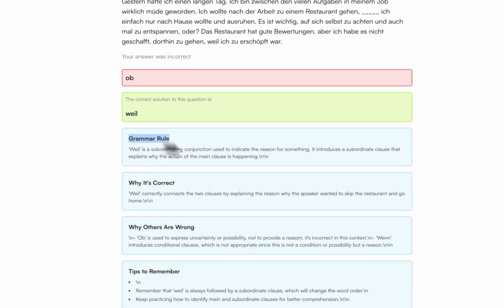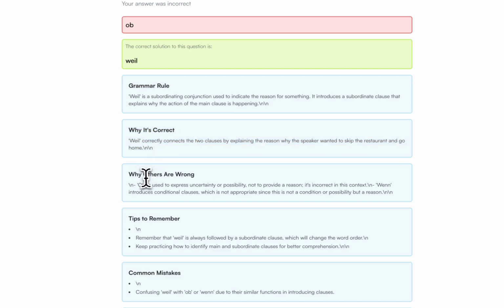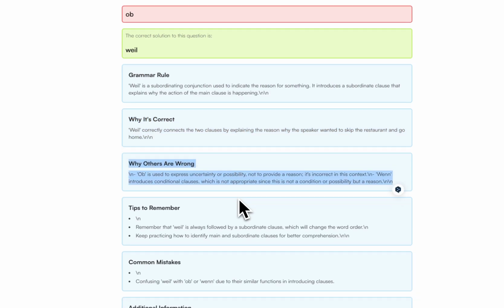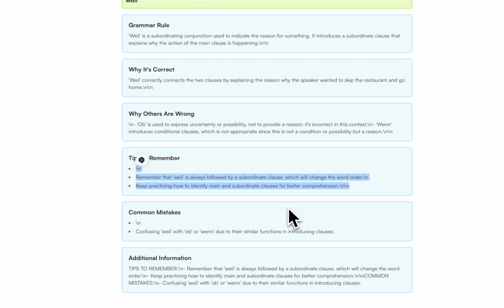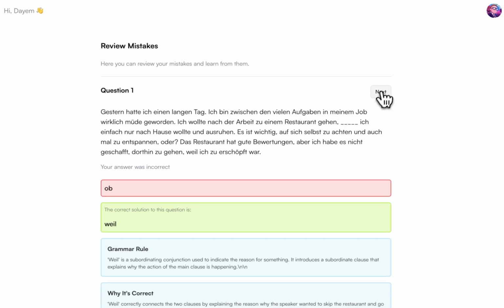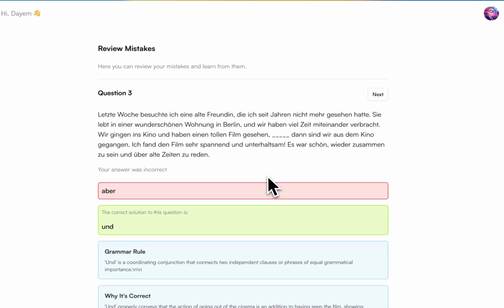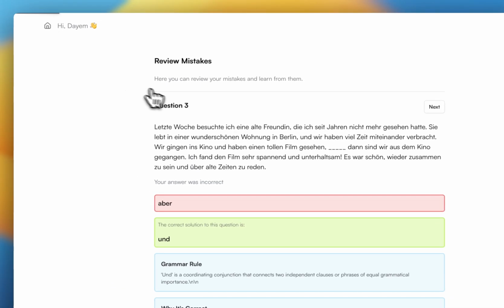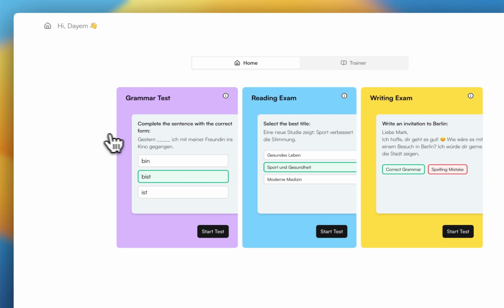And then it explains the grammar rule behind why this is the correct answer and why the answer that I chose is wrong. And then some helpful tips and common mistakes that people make while answering this type of German question or this German concept. Same with the other question that I got wrong. So this is how the users of my app can practice the grammar test.